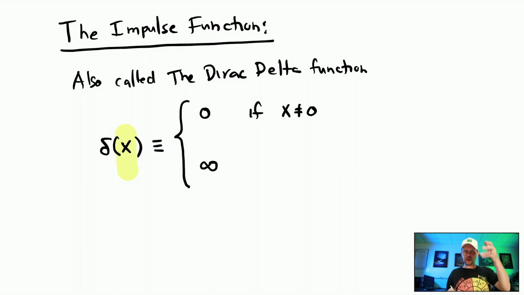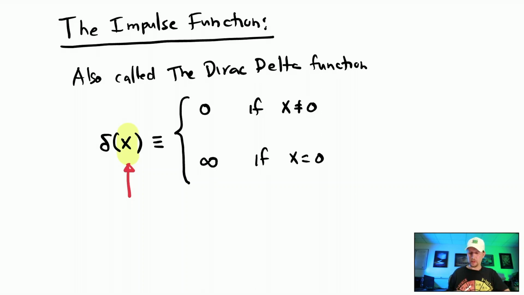And it will literally blow up to infinity at one single point, and that's when the argument inside of the delta function happens to be 0, right? So here, this will be infinite if x is equal to 0, right?